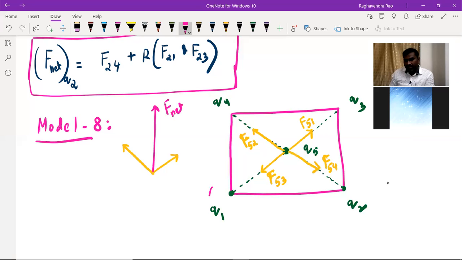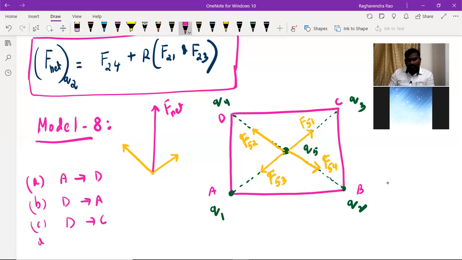Okay. They will give options A, B, C, D. Direction of the net force is along: option A, A to D. Option B, D to A. Option C, D to C. Option D, B to A.